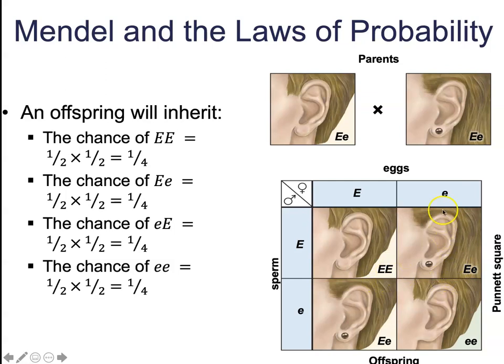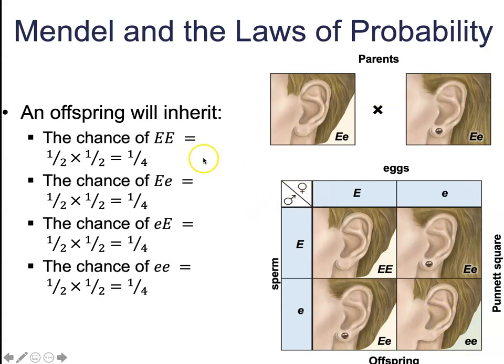If they receive a recessive allele from their mother and a dominant allele from their father, their genotype is going to be big E, little e, or heterozygous. If they receive the recessive allele from their father and the dominant allele from their mother, they are also going to be big E, little e, in other words, heterozygous. If they receive both recessive alleles from their parents, they're going to be little e, little e, or homozygous for the recessive trait.